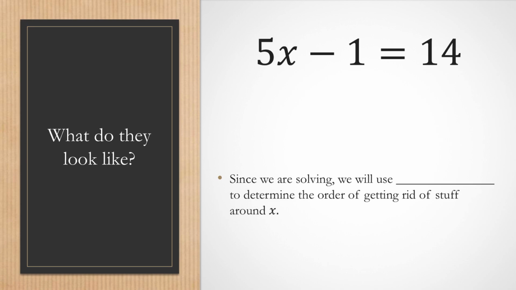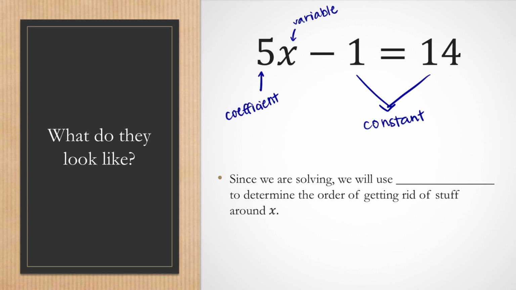So we have a couple different parts. So this here is the coefficient, and you might be familiar with some of these. That's the coefficient. That's the number of times the variable shows up. And remember, there's always a little multiplication in between the coefficient and the variable. That's the variable. And then we have two numbers that we call the constants, because there's no x's attached to them.